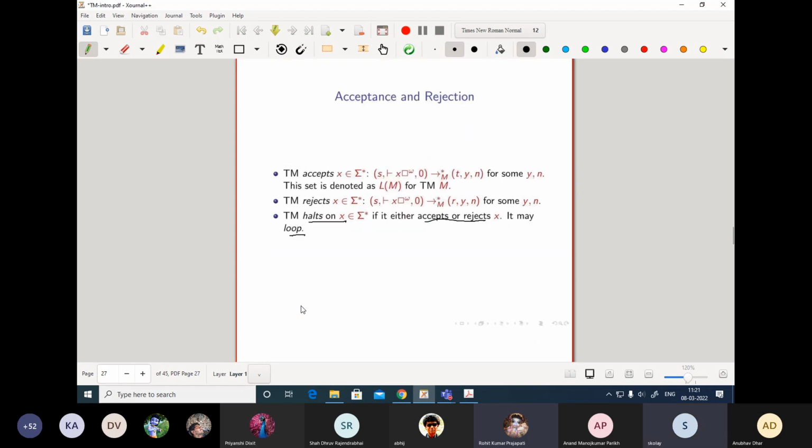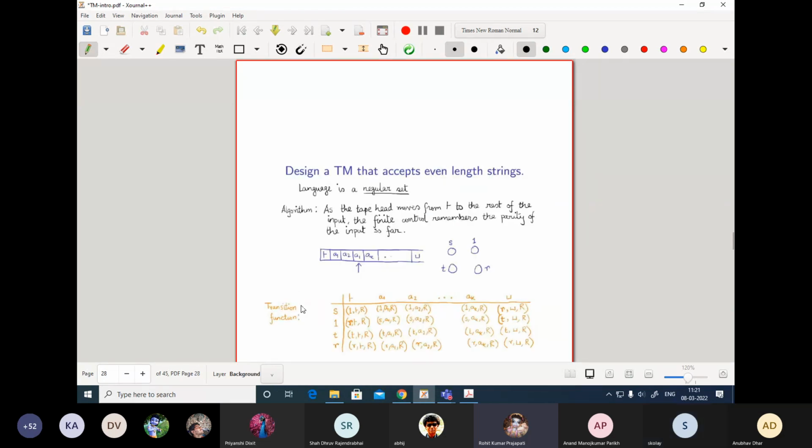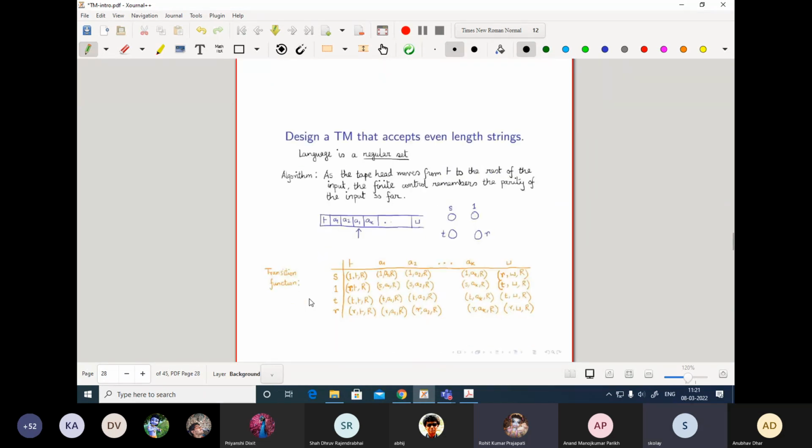So now let's go to some specific examples of Turing machines. The first thing is, suppose I want to design a Turing machine that accepts even length strings. Notice that the language is a regular set, accepting even length strings over some sigma. This can be done by finite automata; you just have to check the parity of the strings. So can you do this with a Turing machine?